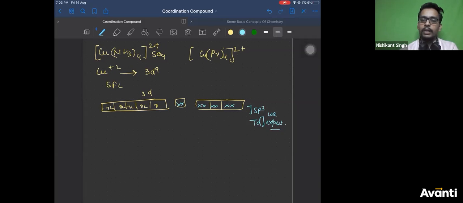Chandan, same. 3d6. The 3d orbitals are empty, Chandan. 3d6 also gives d2sp3. It is easy, Chandan. You don't have 3d7 there, Chandan. So we expect this. But experiment showed two things. What was that? XRD, the X-ray diffraction technique, told us it was not tetrahedral, it was square planar.